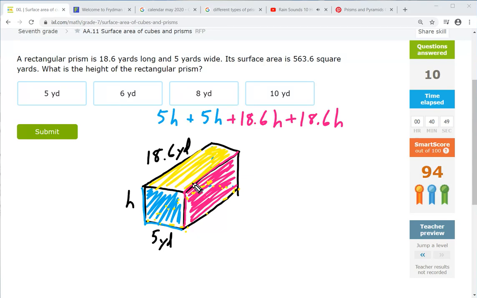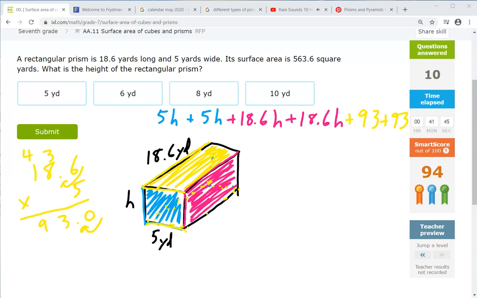And to figure that out, well, this is 18.6 yards, and this is the same as this, which is 5 yards. So that would be 18.6 times 5. Let's go ahead and work that out. 18.6 times 5. 40 plus 3 is 43, and that's going to be 9, and 1 over, okay, 93. So I have two faces, one for the top, one for the bottom, which are both 93 square yards.